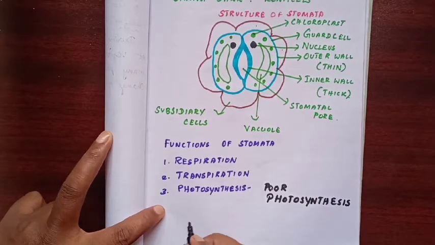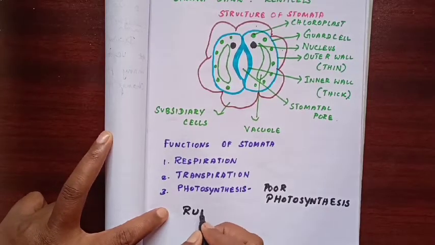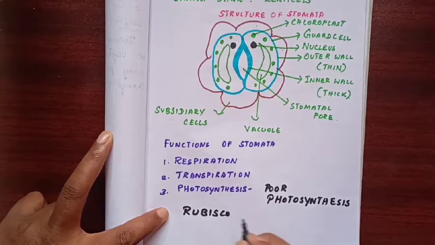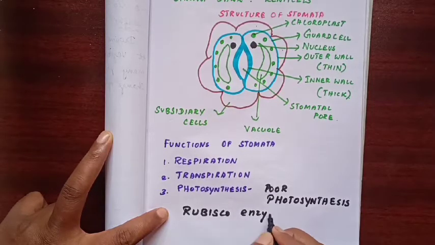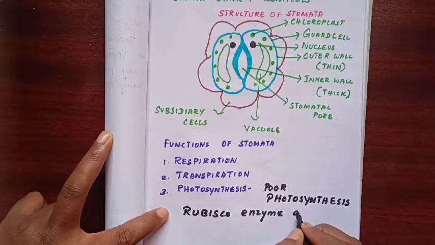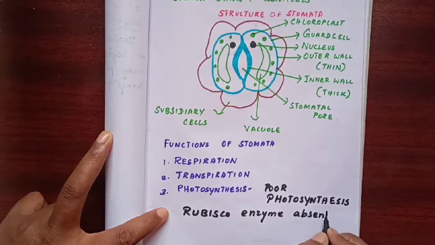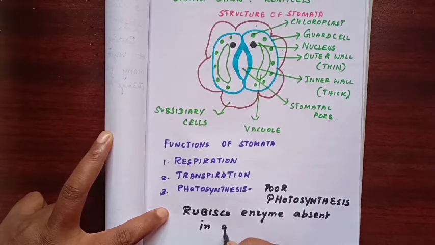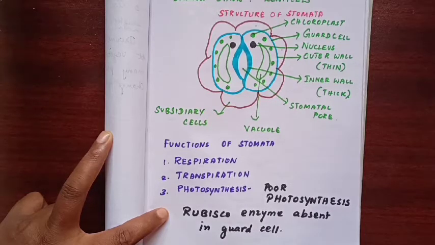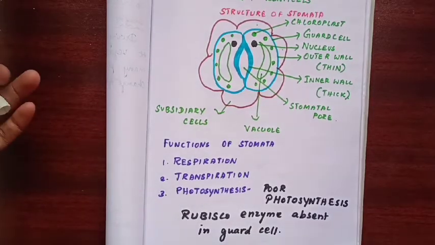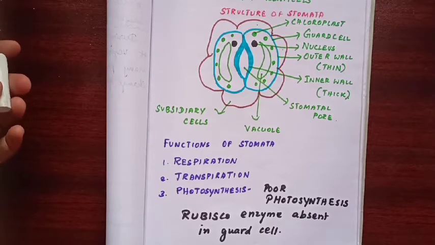Why? Because Rubisco is an enzyme which is absent in guard cell. Because this enzyme plays an important role in photosynthesis. So rate of photosynthesis will be very poor.